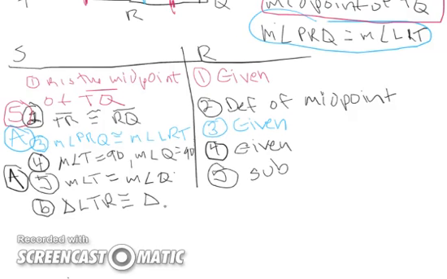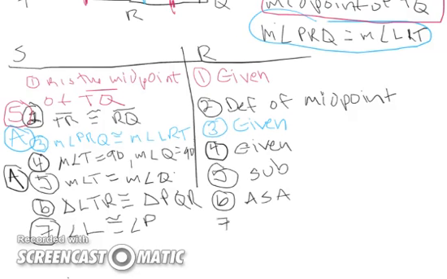Now I have to match everything. L should match with P, T should match with Q, and R is going to match with R. And how do I know this? Because of angle, side, angle. Now my very last step is what I'm trying to prove. I'm trying to prove, step 7, angle L is congruent to angle P.